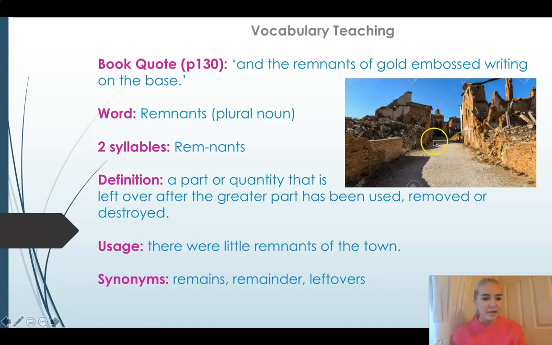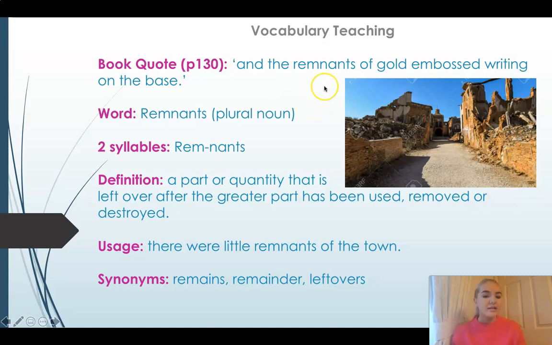Now, looking at this picture, I can use this as a clue to help me find out what a remnant is. Now, I can see there's lots of remains of buildings here. These buildings have been crushed and things are remaining. Now, it's not much that is remaining, but this is an example of remnants. Remnants are parts or a quantity, an amount that's been left over after the bigger part has been used, removed or destroyed. So we could say that there were little remnants of the town. So there weren't many, but there is some remnants here. You can see that the buildings that used to be there have been used, have been removed, have been destroyed, and the remnants are what's left.